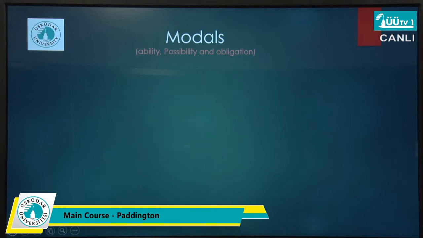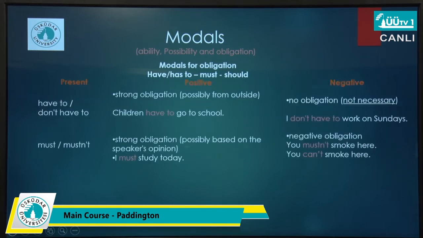Now let's talk about the most important part of it, which is modals for obligation. In English, we can use have to or has to, must for strong obligation, and should for moderate or mild obligation. But before talking about these details on the board, I want to say that in positive, have to and must are not that different. They push the same amount of pressure. But there are some small and tiny differences among them.